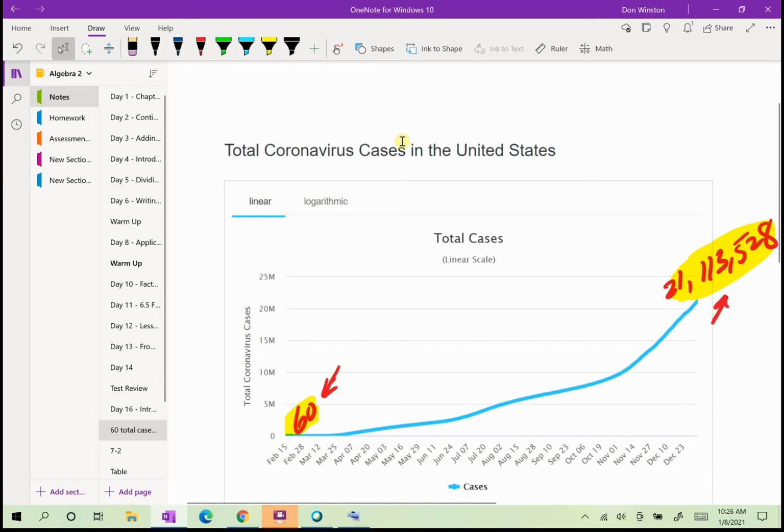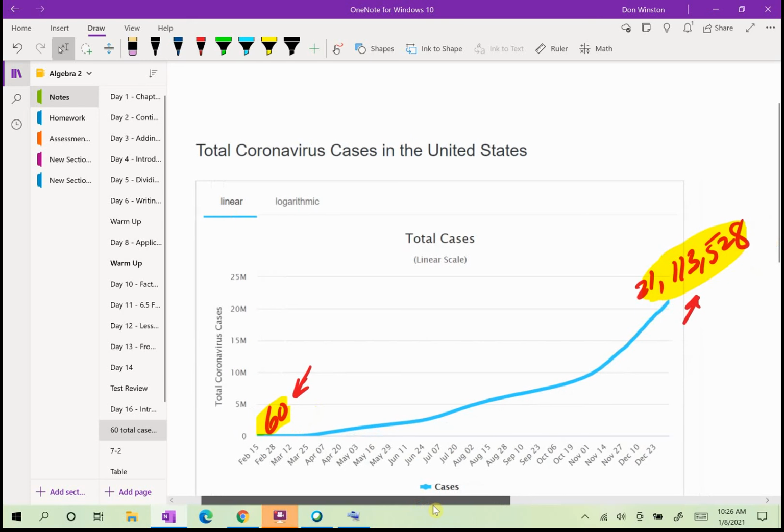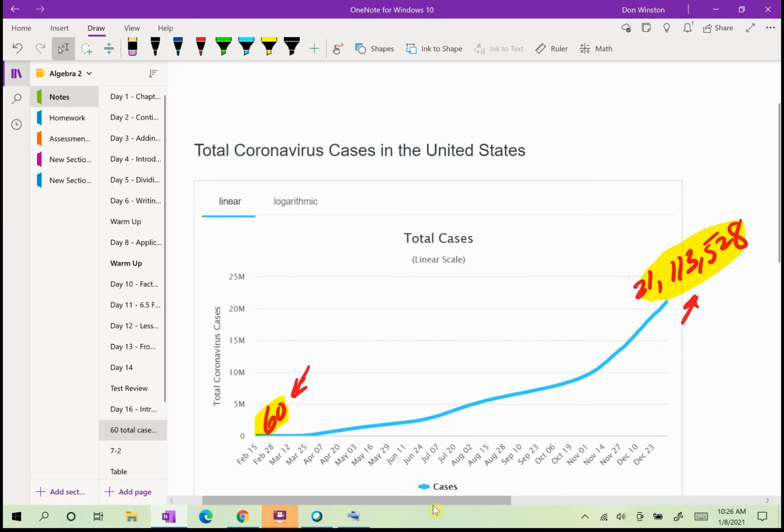Okay, good morning, everyone. Today we'll begin our exploration into exponential functions. So we just got done with polynomial functions. Now we're going to go on to exponential functions.